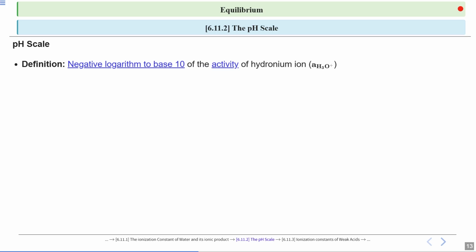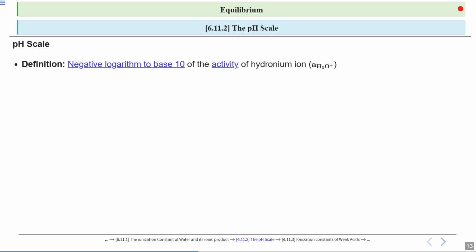Now you will ask me, what is this activity? This activity is much closer to concentration. And in your 12th standard, you can simply consider that activity is equal to concentration, right? Because in most solutions, we take a lower concentration so that activity does not deviate from concentration. So this part you must know. That's enough for your 12th standard.